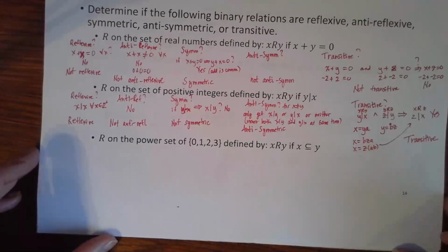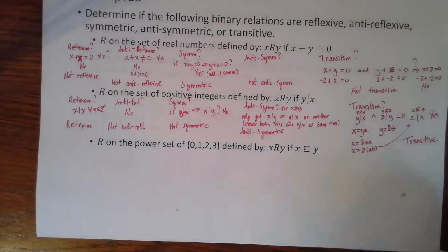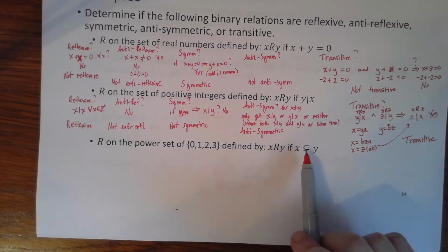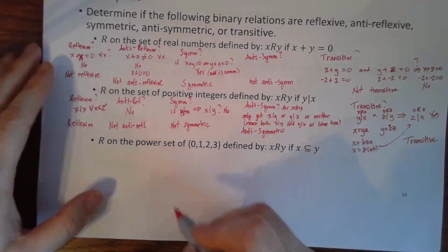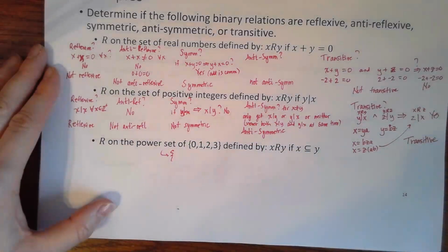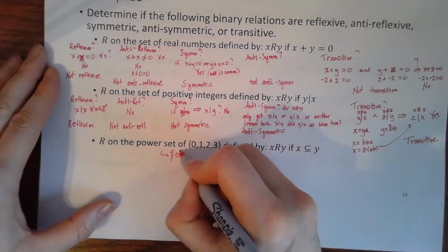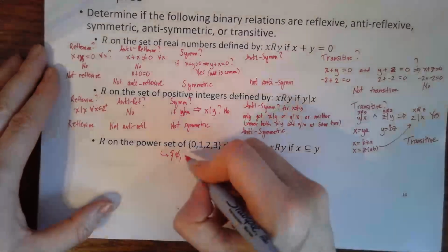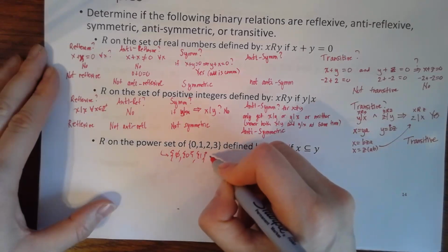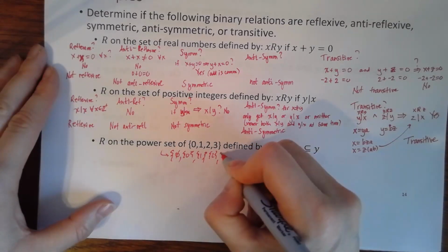Okay, and our last one here, R is a relation on the power set of the set containing 0, 1, 2, 3, and x is related to y if x is a subset of y. Let's think about what the power set is. That would be the set that has all subsets of size 0, which is the empty set. All subsets of size 1, so that contains just 0, just 1, just 2, just 3.